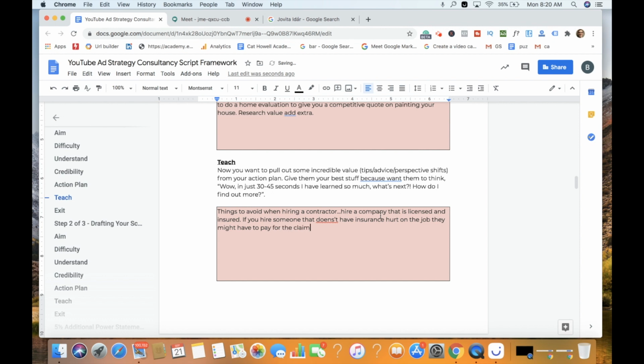What else? Well, not to pay in full, so just put down a deposit, because some contractors get paid and then dip. Yeah. Make sure you only put down a deposit before the job is complete.